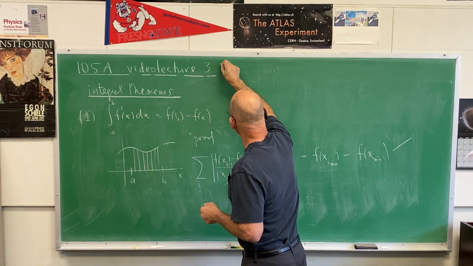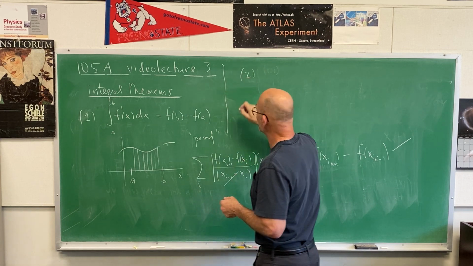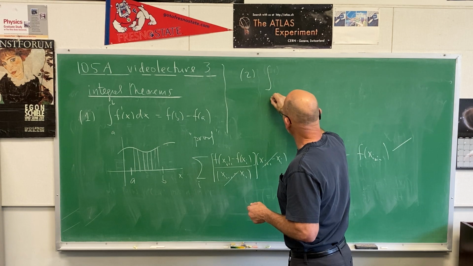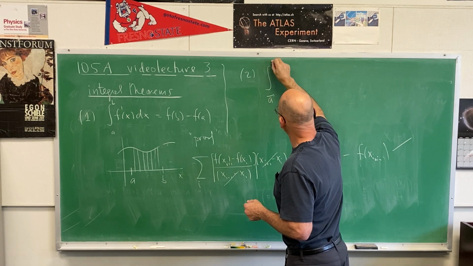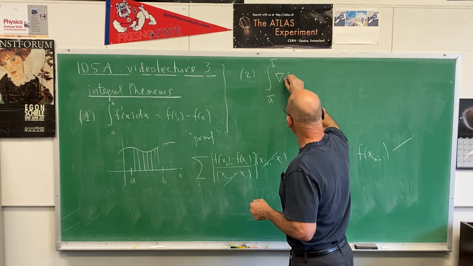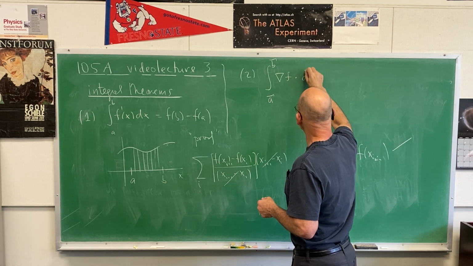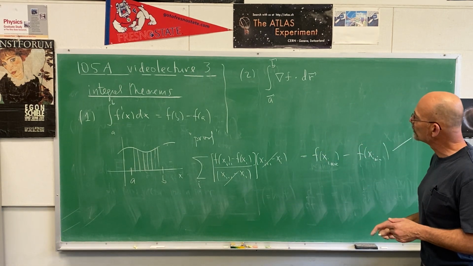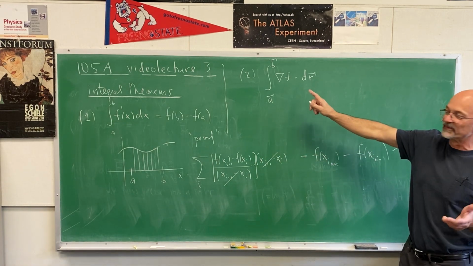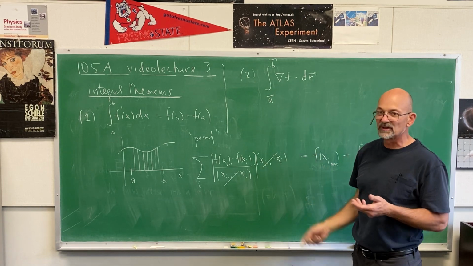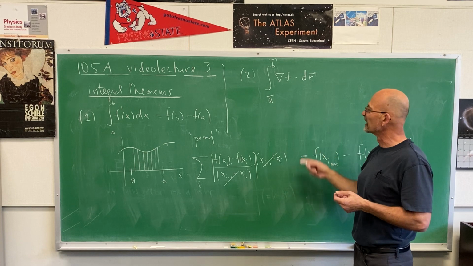The next one, put up here, is the integral now from A to B of the gradient of f dot dr. Okay, so that's the one that got us onto the whole subject in the first place. That's simply the form of our potential energy integral.